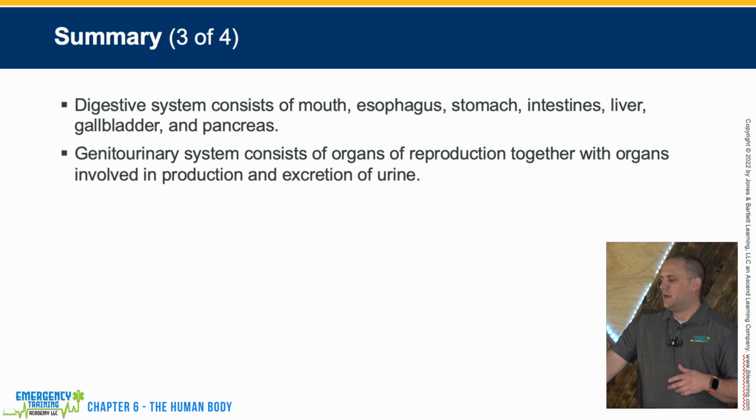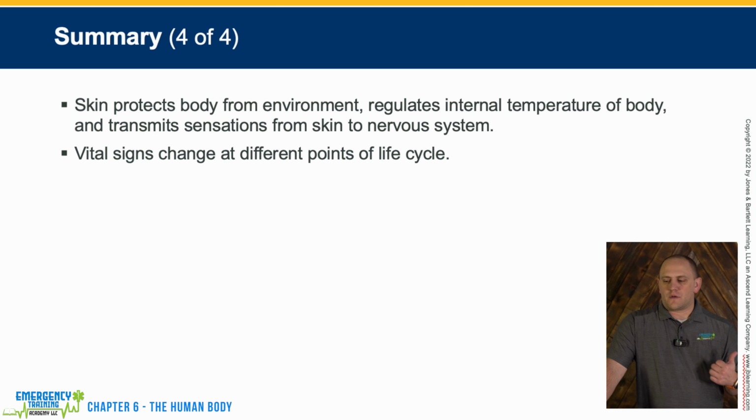Genitourinary system consists of the organs of reproduction as well as the organs that are involved in excreting urine. Our skin, the next system, protects us from the environment. It regulates our temperature and transmits information from our nerves. Sensory transmits sensations and nerve impulses to the nervous system. The last thing we talked about was our vital signs and differences that can happen in different age groups of people.